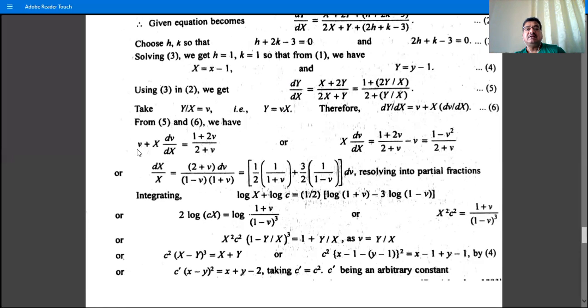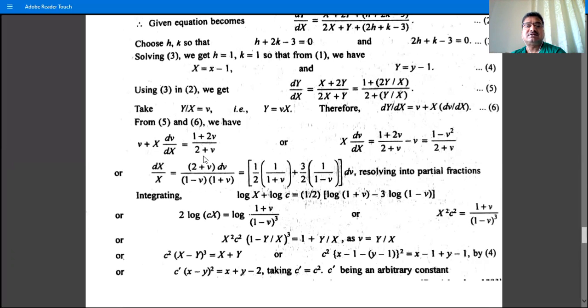And then after shifting this v to the RHS, we have X dv by dX is equal to 1 plus 2v divided by 2 plus v minus v. And then take 2 plus v as LCM. So 1 plus 2v minus v in bracket, v plus 2v. So its simplification is 1 minus v square divided by 2 plus v. And then we have to separate these variables. So we have dX by X.